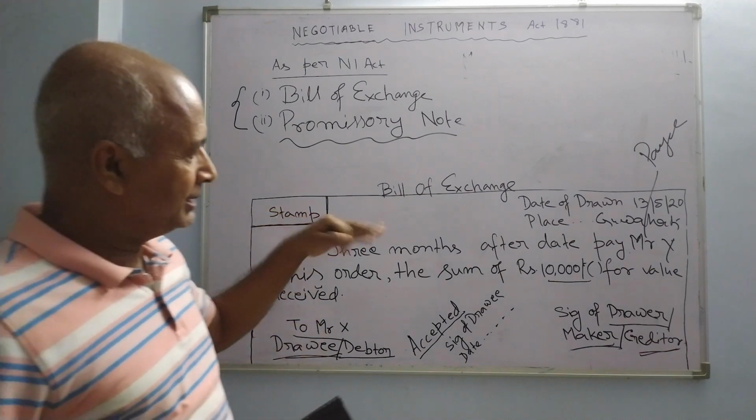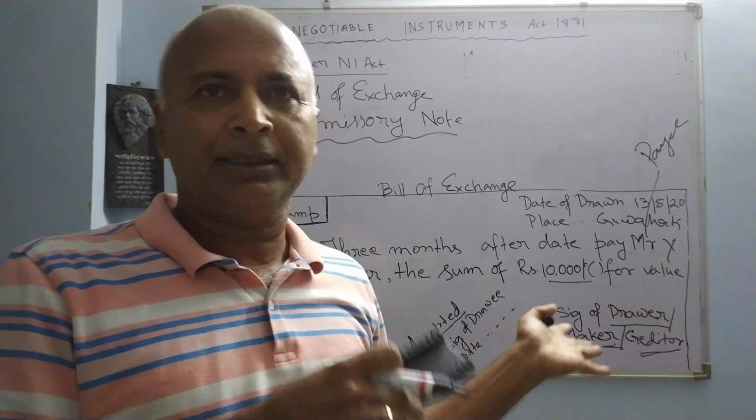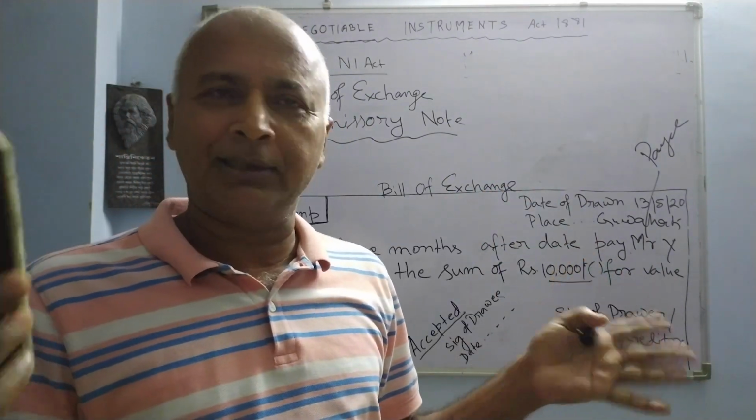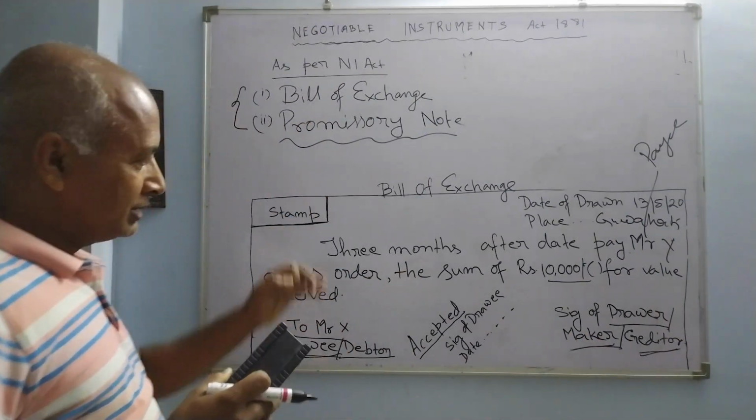There are mainly two types of bill of exchange: demand bill of exchange and time bill of exchange. Details are available in the books or even in a Google search. You can search on Google also. Everything is available. But the conception is this.